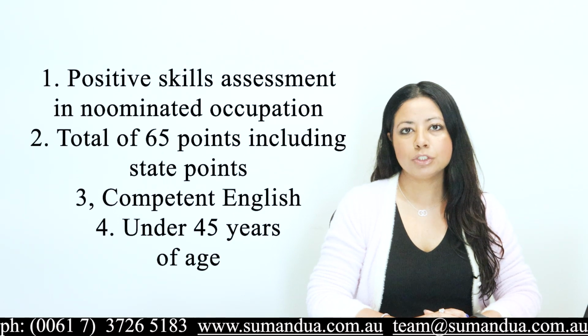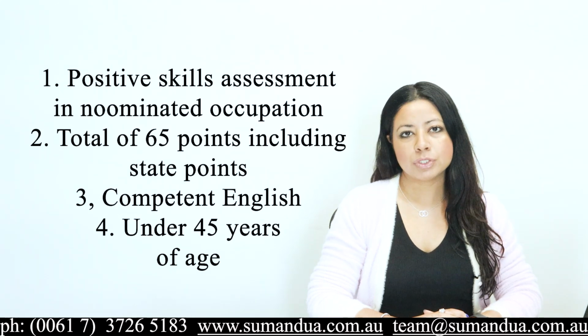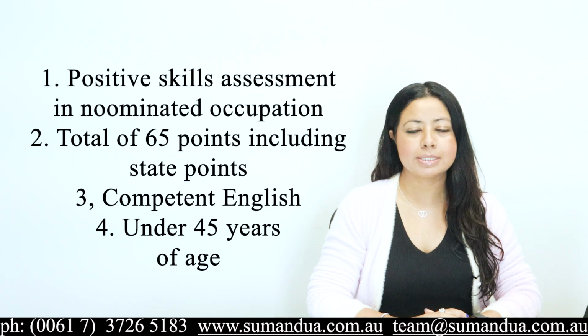To be eligible for a nomination under 190 visa or 491 visa for any of these streams, first you have to meet the requirements that are set by the Department of Home Affairs. Those requirements are that you need to be under 45 years of age, you need to have competent English, you need to have a positive skills assessment in your nominated occupation, and you need to have a total of 65 points including the state points.